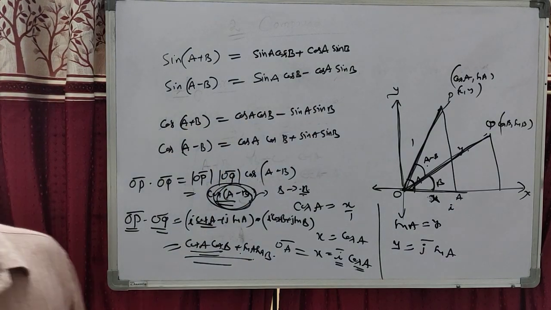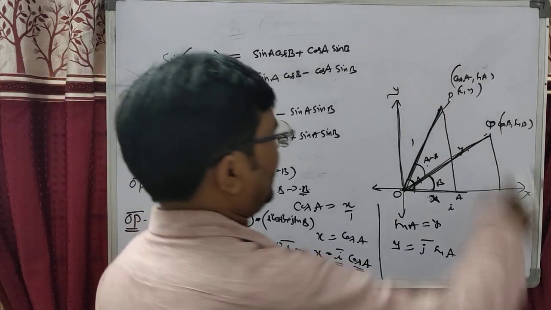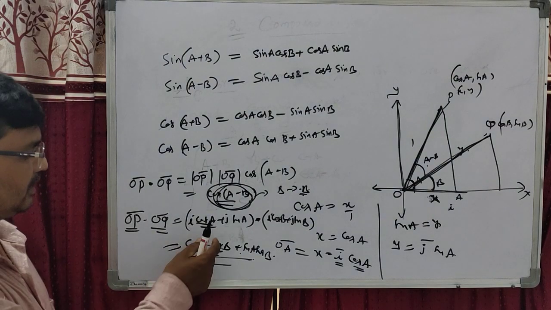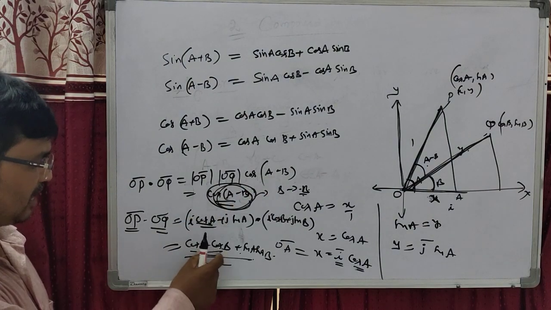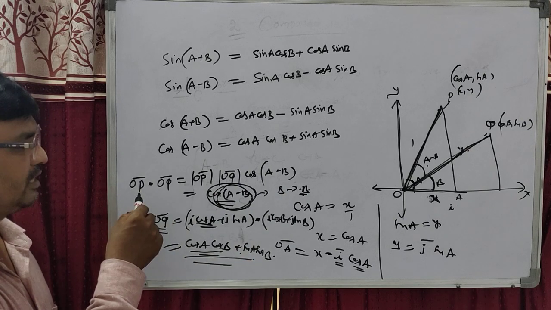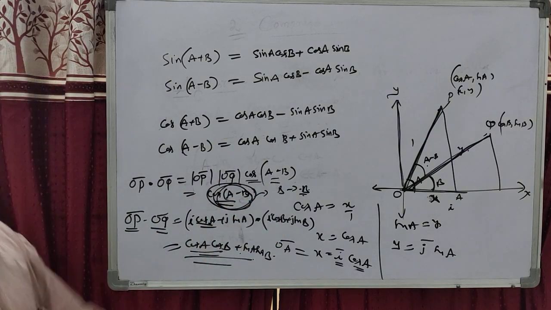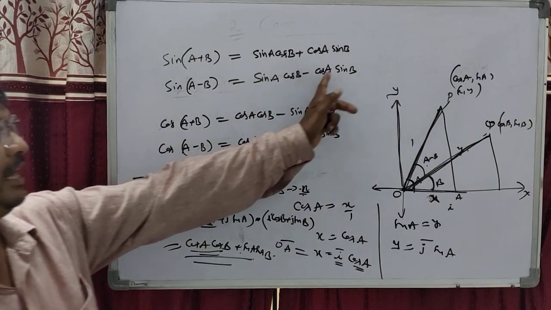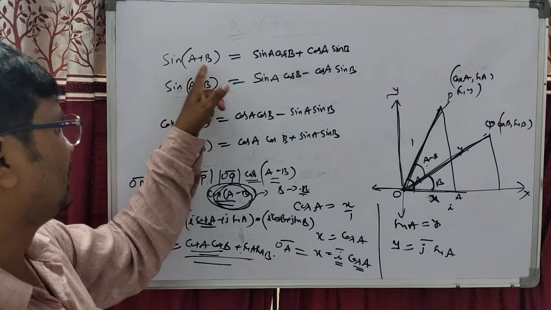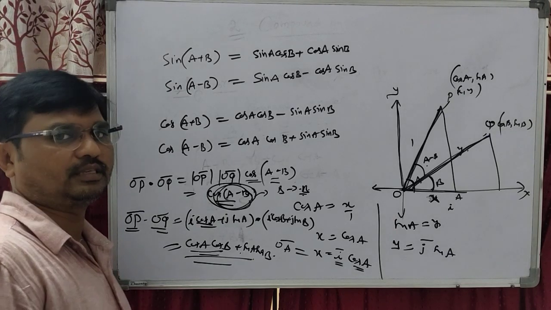Dear students, only one minute, students. Now you can take the cross product. I will take here the dot product. We got cos of A minus B is cos A cos B plus sin A sin B. Then you can apply the cross product. Dear students, we got sin of A minus B equals sin A cos B minus cos A sin B. Then you can replace B by minus B. Then sin of A plus B equals sin A cos B plus cos A sin B.